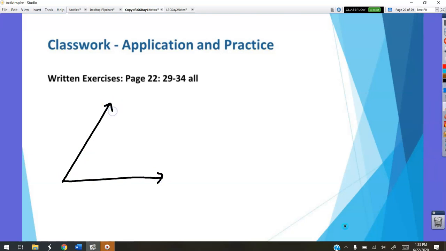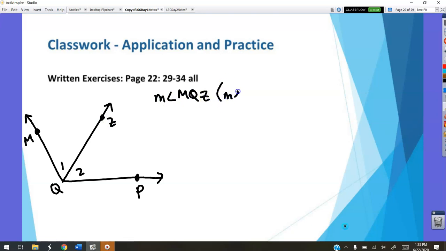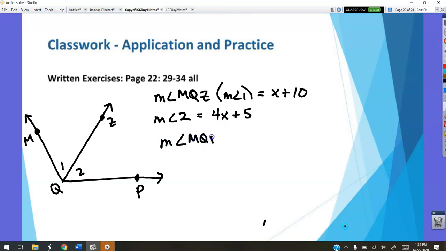In this example, I could tell you that the measure of angle MQZ, which is angle 1, is equal to x plus 10, and the measure of angle 2, I'll make that one easier, is 4x plus 5, and the measure of the big angle, MQP, is, let's say, 100. Okay? And I want to find x.